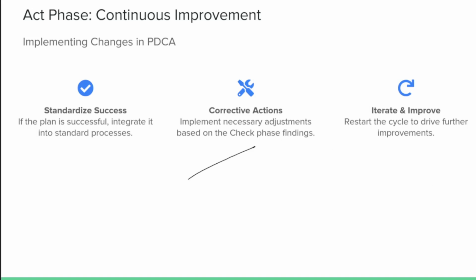PDCA is a continuous improvement loop like a circle, meaning the cycle doesn't end at any point. Organizations must revisit the process, identify new opportunities for enhancement, and refine strategies to sustain long-term growth.